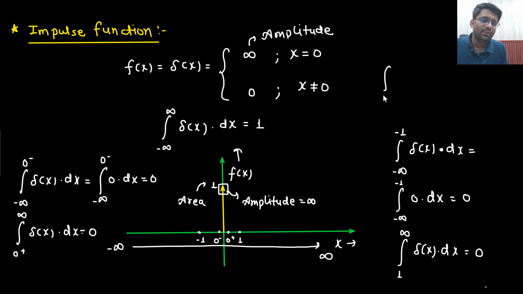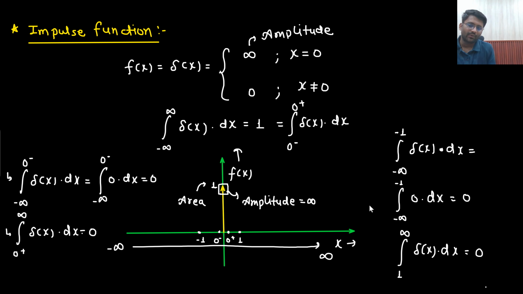But if I ask you one question, from 0 minus to 0 plus, what is the integral of delta x dx? What will be your answer? That would be equal to 1 only. Why is that so? Because from 0 minus to 0 plus, I will get my impulse, and the area of this impulse is 1 only. Is that understandable to you or not? Is everything understandable? Are all of these making sense or not?